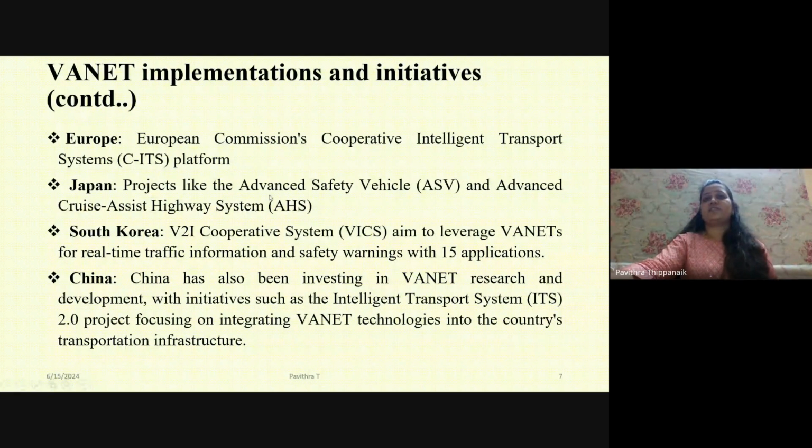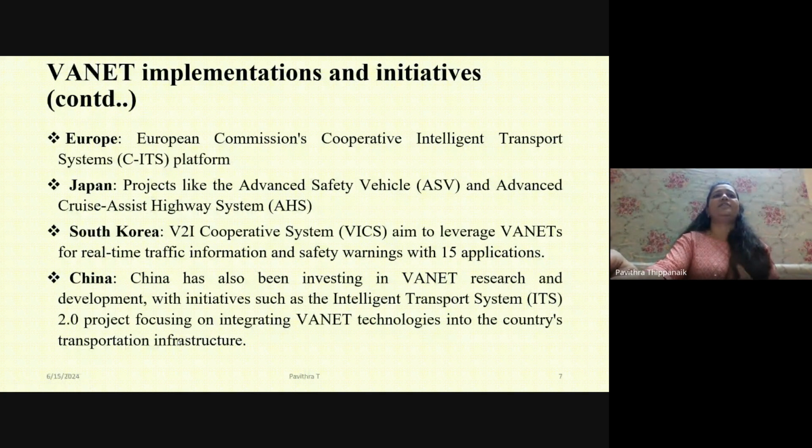Japan also has considered 2 major pilot projects. One is the Advanced Safety Vehicle and the other is the Advanced Cruise-Assist Highway System. After these projects, even Japan felt that VANET is a good initiative, and hence it is also doing some research. The same thing with South Korea. For different countries, they have taken different names for their pilot projects. When we search with these pilot project names, we can easily get to know the status of these pilot projects. Similar is the case with China also. So these are the different countries.